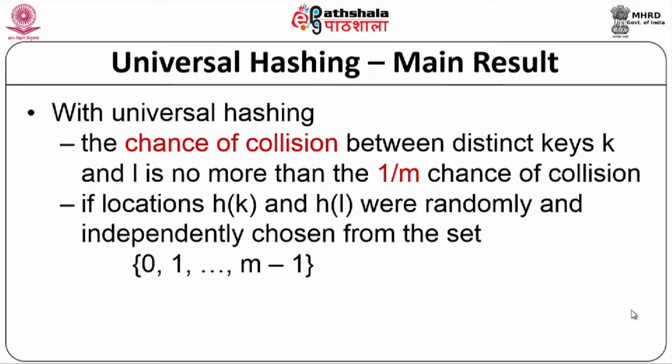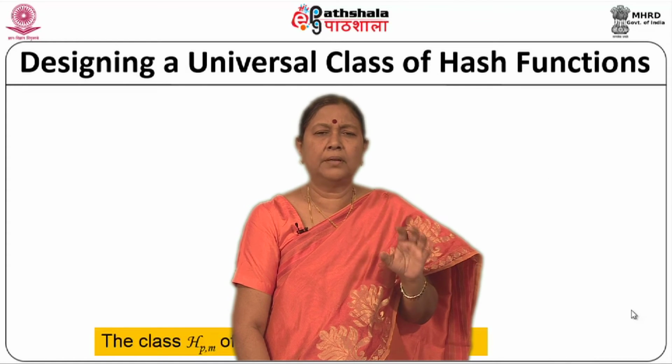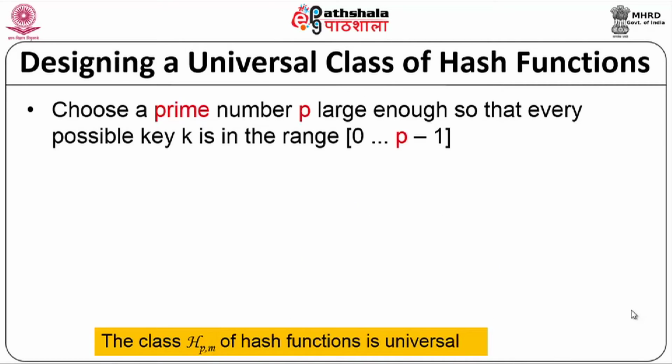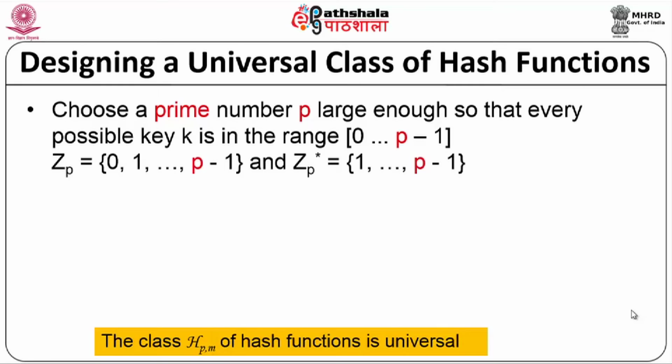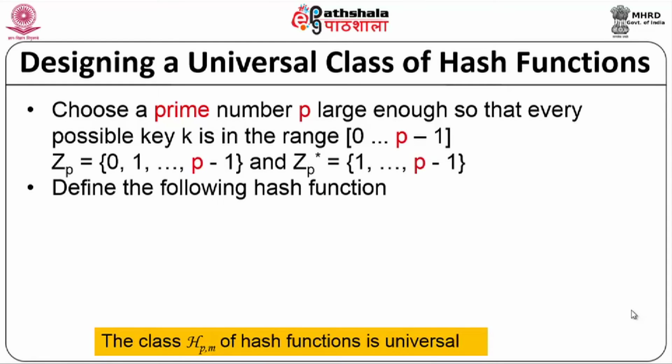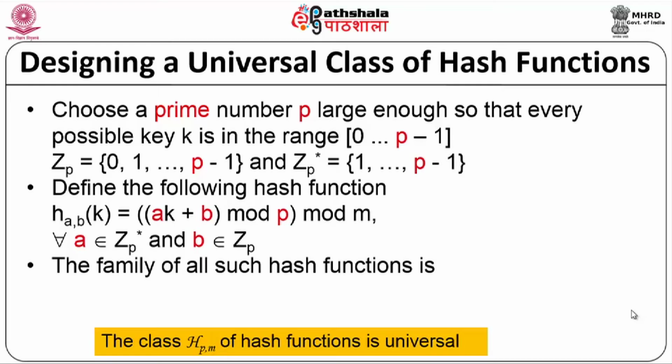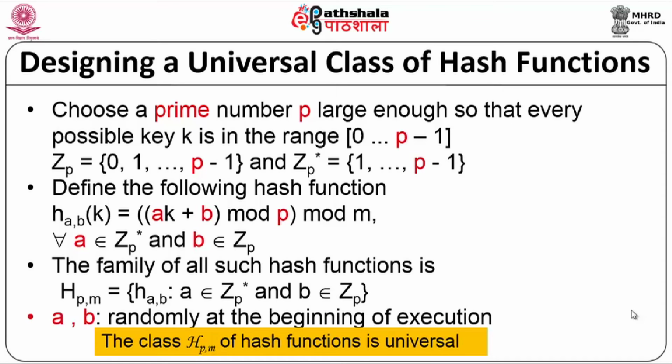So, how do you design a random function? Choose a prime number p larger than whatever that range is, and you try to find the values and define the function. We have already seen this. The family of all such functions will have this property. So, this class of functions h of p m is universal. We have already discussed this before. This is how it is designed, and a and b will be randomly chosen at the beginning of the execution, but there is some criterion that you have to follow to choose a and b.